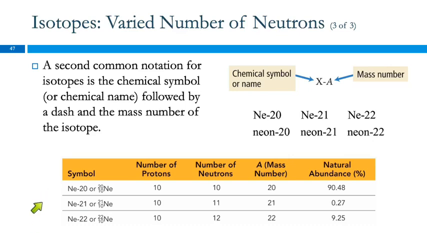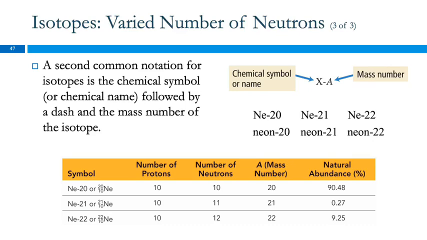And here's just a table that summarizes some of this information just for this example of neon. So here's symbols for those isotopes. They all have the same number of protons, but the number of neutrons is different. The mass number is also different because it's the protons plus the neutrons. And then the percent natural abundance. 90.48% of all neon is neon-20. Why? Because it is. There's no reason behind that. Only 0.27% is neon-21 and 9.25% is neon-22.